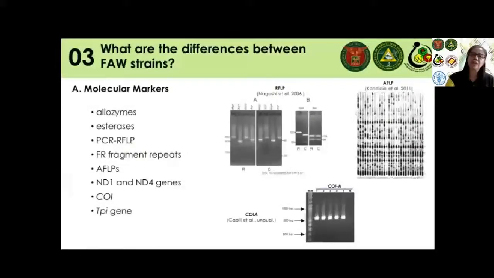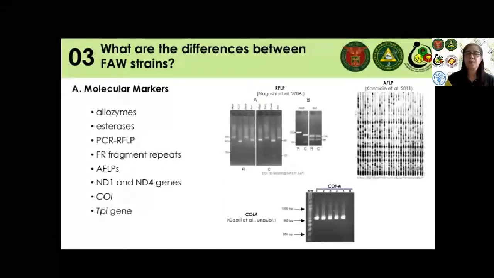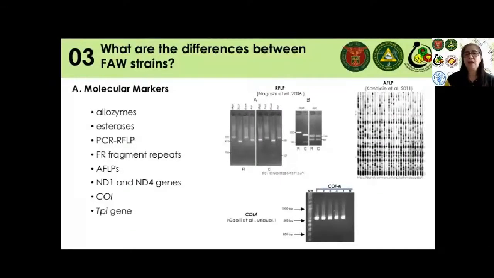So several characters have been identified to differentiate the two strains. For instance, several molecular markers were employed to differentiate the strains. So these are the allozymes, the esterases, through PCR-RFLP, fragment repeats, AFLPs, mitochondrial genes ND1, ND4, and CO1. And in addition, the genomic sex-linked triose phosphate isomerase, or TPI gene, has also been used to identify the strain of FAW.